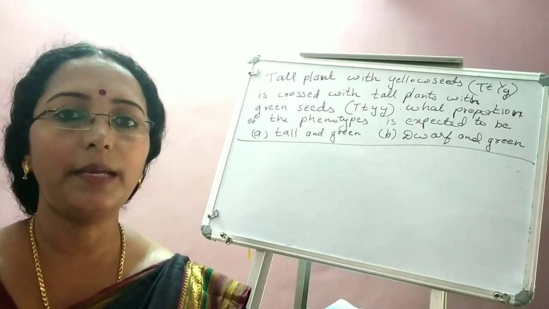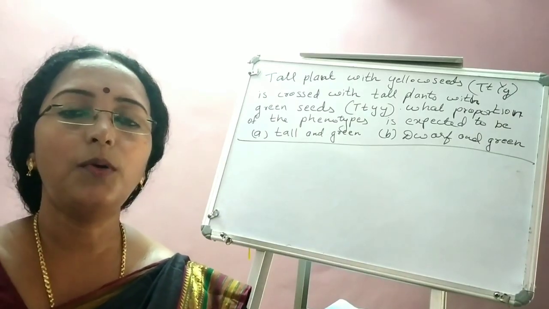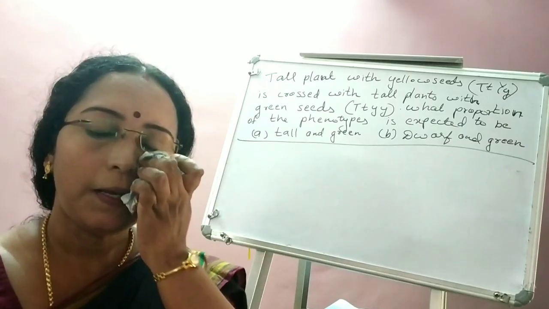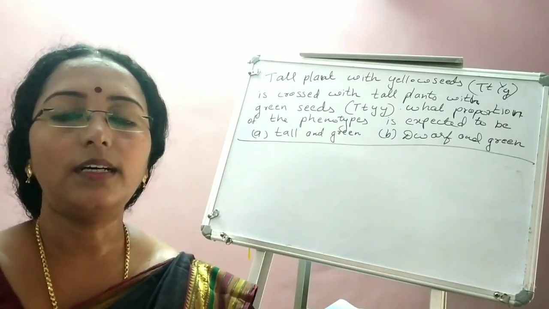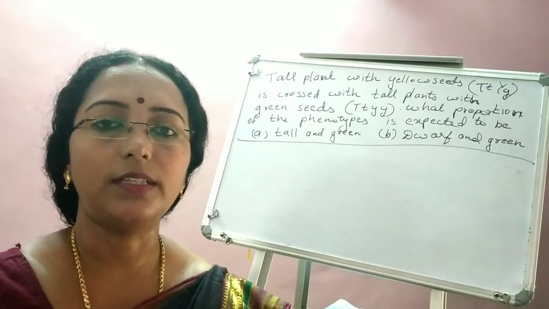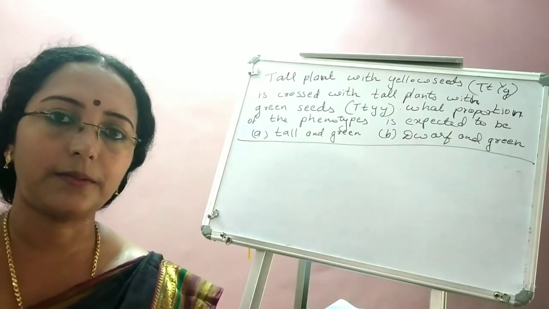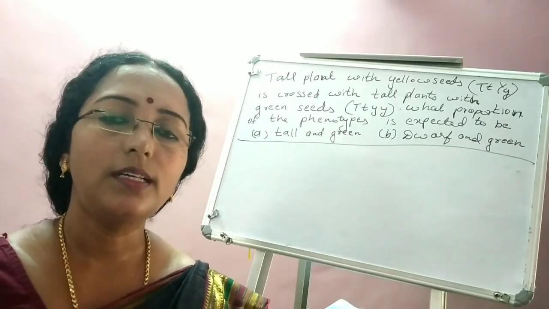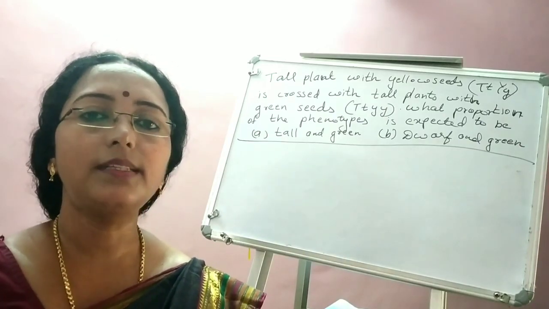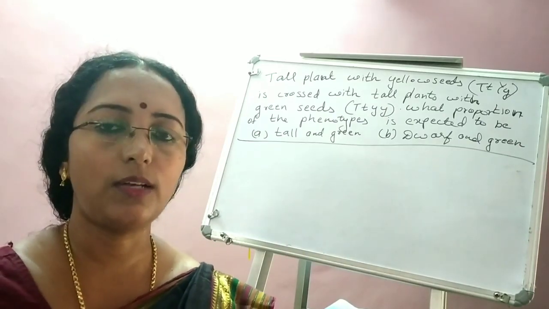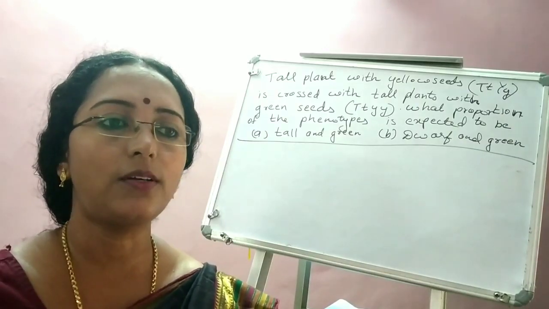Next, as we have dealt with Mendelian genetics, naturally two terms will be there: monohybrid cross and dihybrid cross. Monohybrid cross means the cross in which the parents differ only in one character. Dihybrid cross is the cross in which the parents differ in two characters.